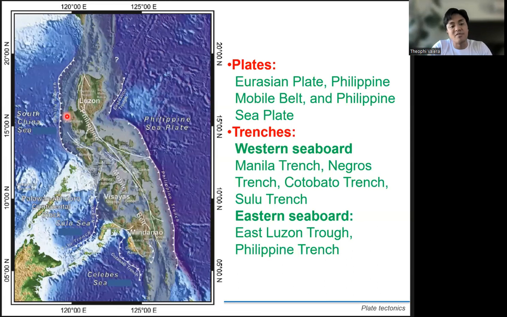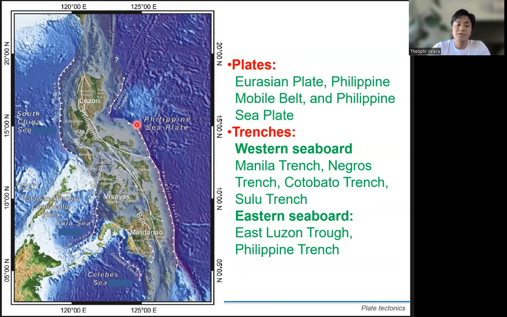So in the west, we have the Manila Trench, along which the South China Sea subducts beneath the Philippine Mobile Belt. Here we have the Sulu Sea subducting beneath the Philippine Mobile Belt along the Negros and Sulu trenches. And then finally, the Celebes Sea crust subducts beneath the Philippine Mobile Belt along the Cotabato Trench. So you have to remember all these elements.